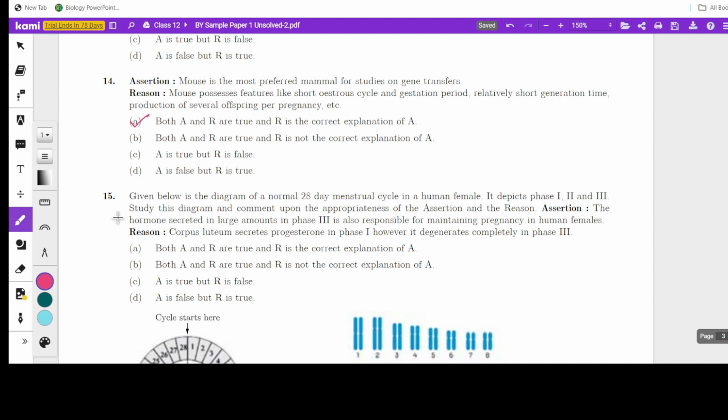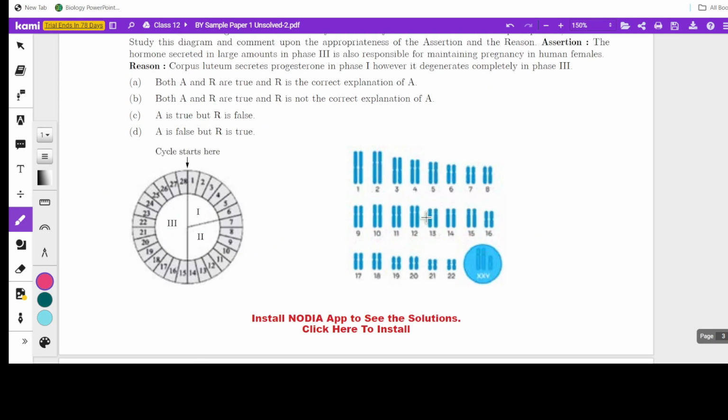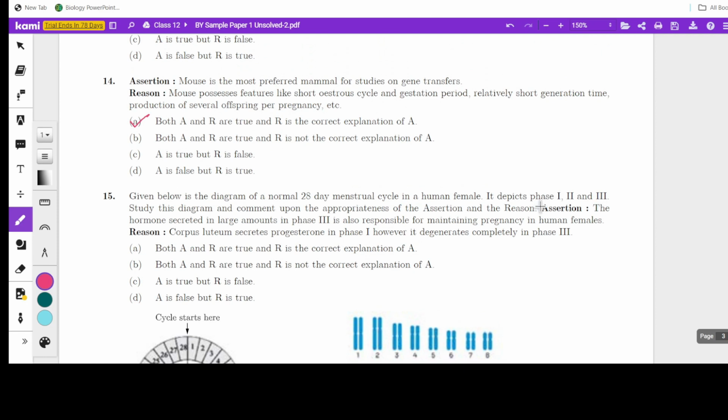Now coming to the next question, 15. Given below is a diagram of a normal 28-day menstrual cycle in a human female. It depicts phase 1, 2 and 3. So phase 1 shall be the menstrual phase, 1 to 5 or 6 days. Then the next one is the luteal phase, and next comes the follicular phase, right? Study this diagram and comment upon the appropriateness of this assertion and reason.